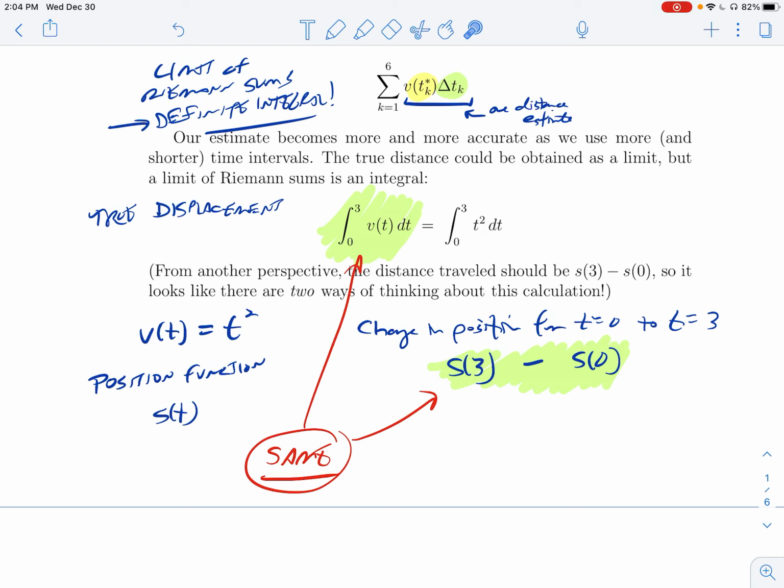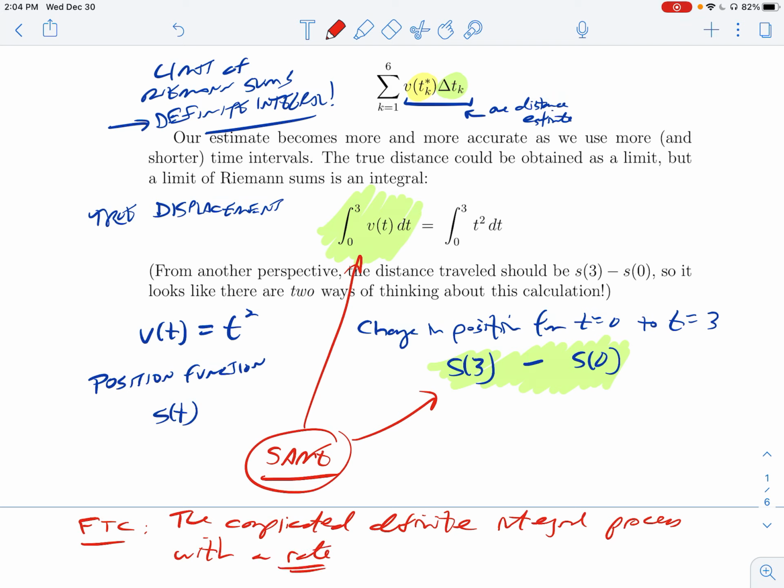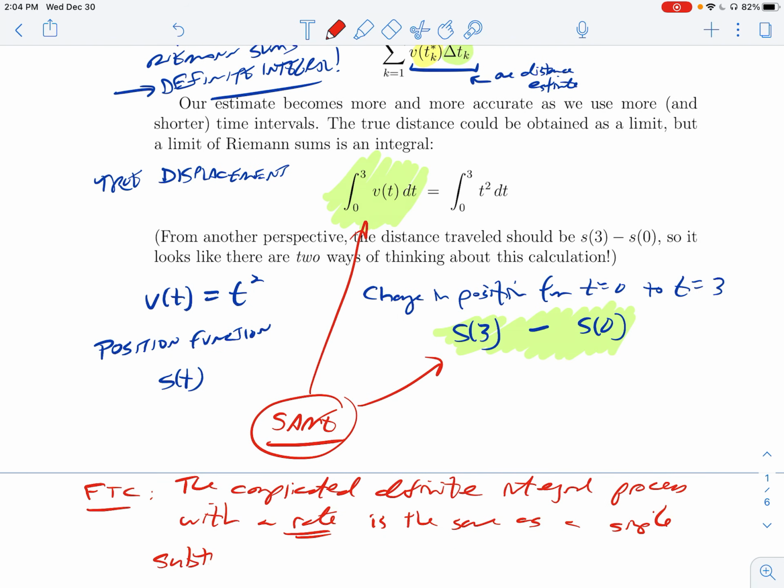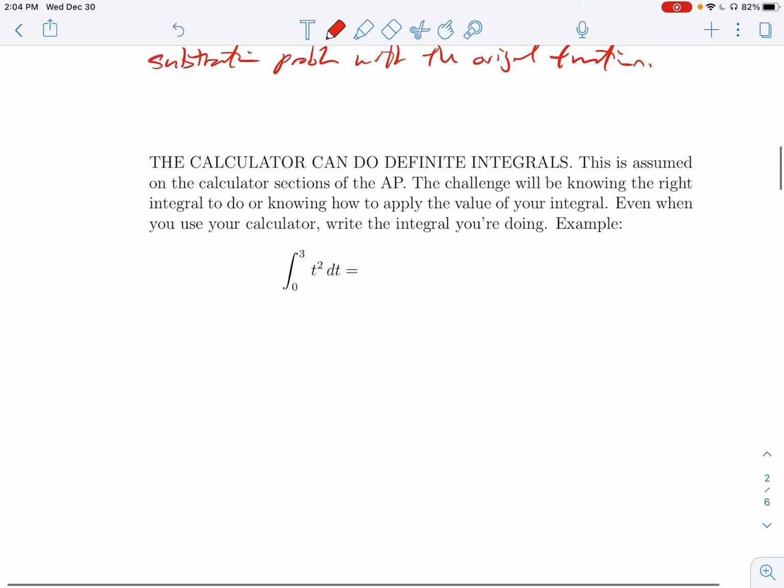So before I even show it to you, the gist of the fundamental theorem of calculus, the complicated definite integral process with a rate, velocity is a rate, is the same as a simple subtraction problem with the original function. That's the gist. All right, so we're going to get there in a second.